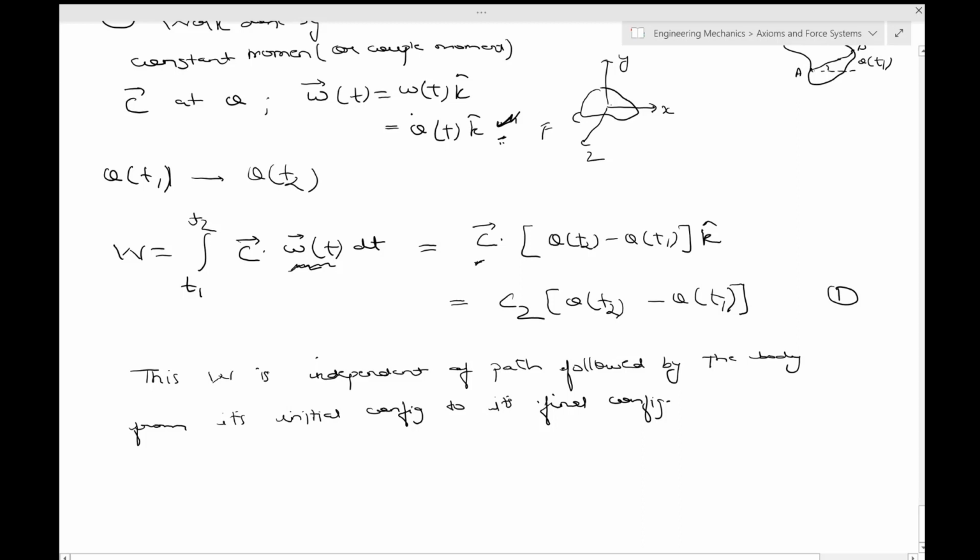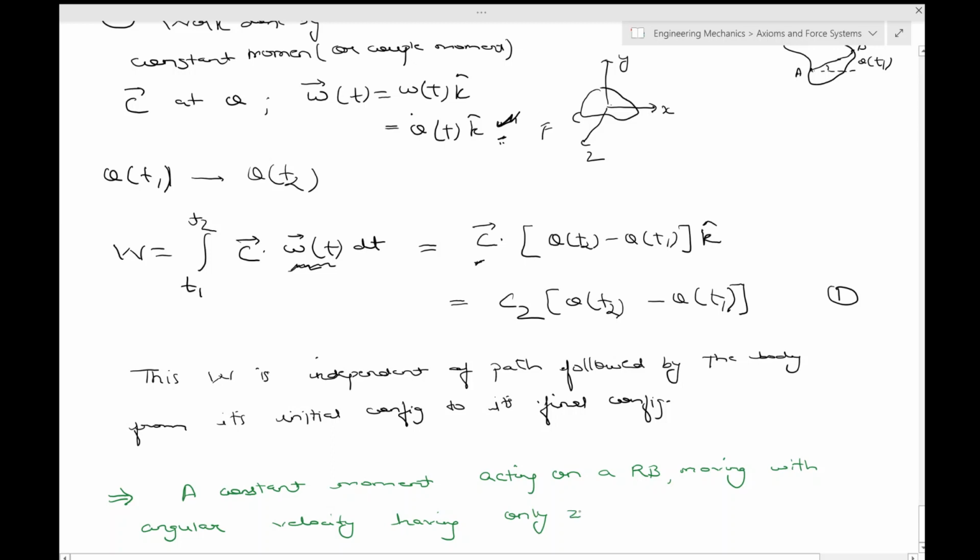So what does this imply? It says something about this constant moment C. A constant moment acting on a rigid body moving with angular velocity having only z component is conservative.